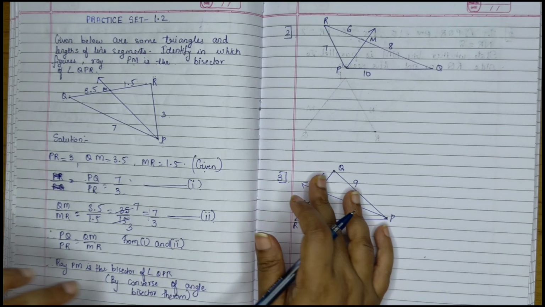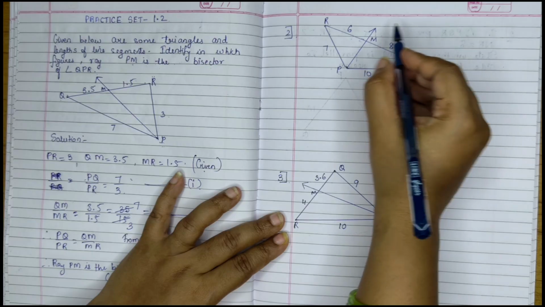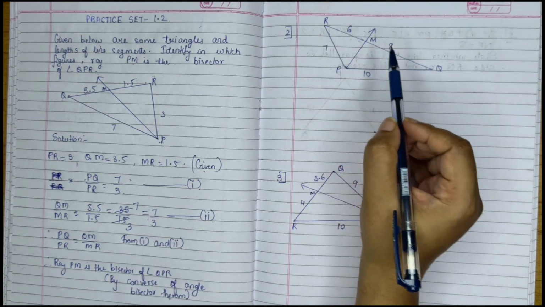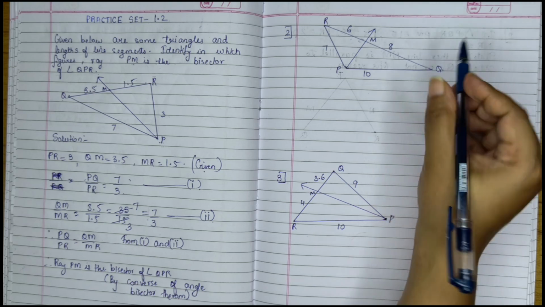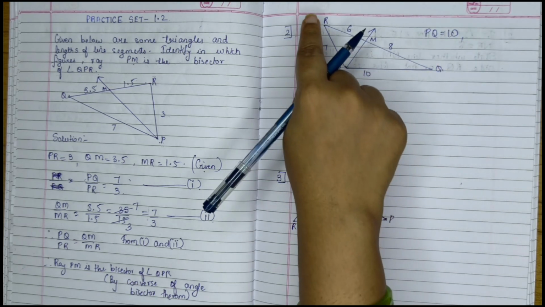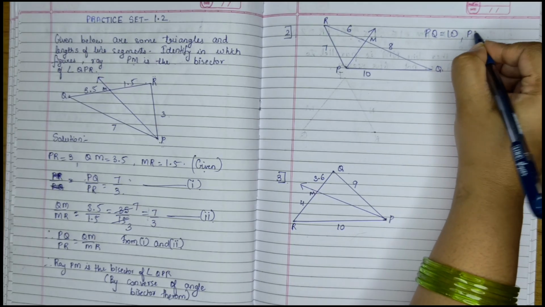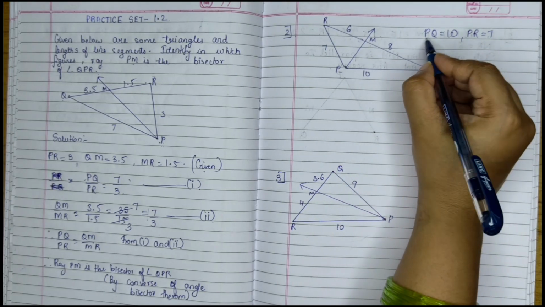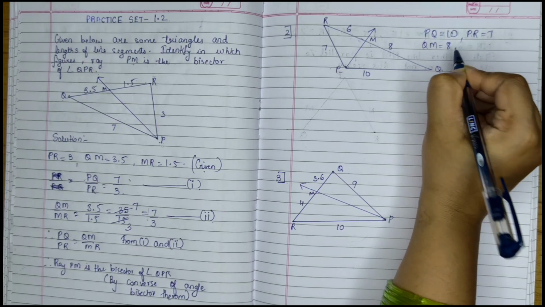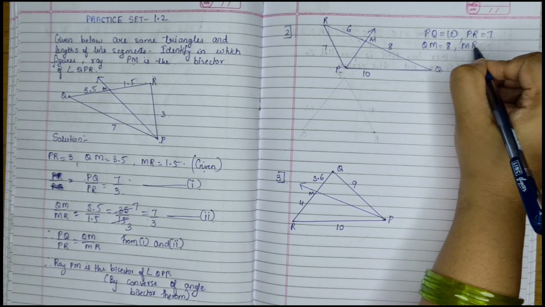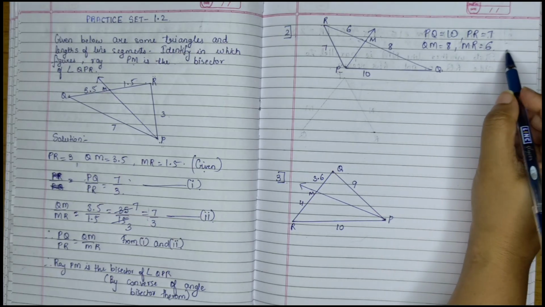Now see, in the next one you can write whatever is given. Suppose if I am writing it here, PQ is equal to 10, PR is equal to 7, QM is equal to 8, and MR is equal to 6. All this is given.